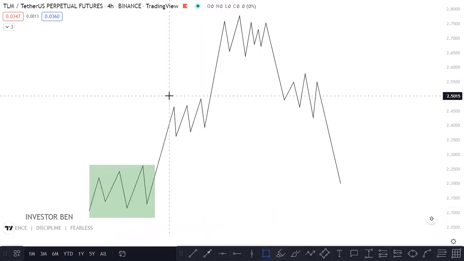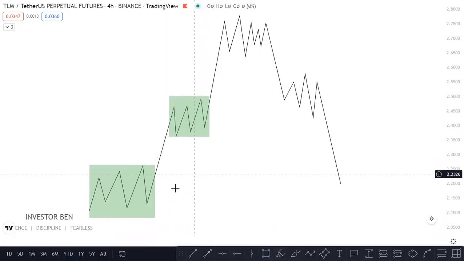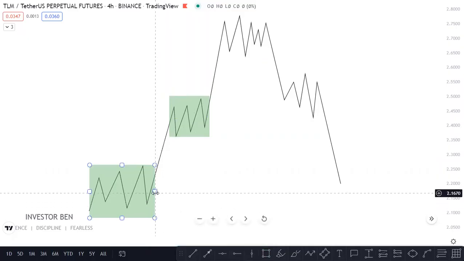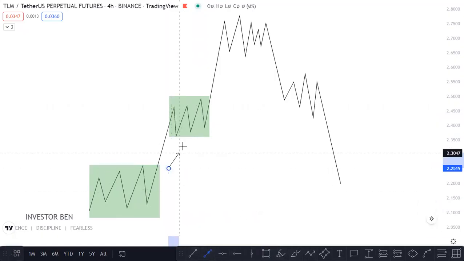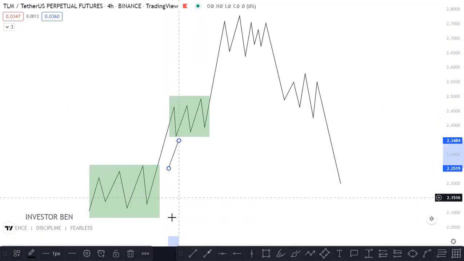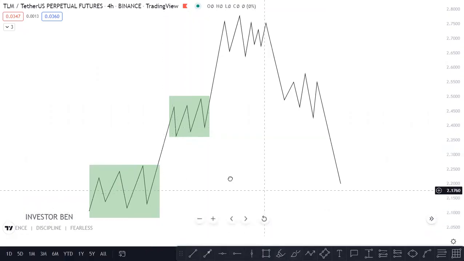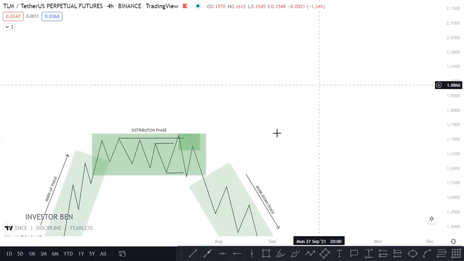This one now will be your reaccumulation, right? Now the reason this is your main accumulation is that it is the one that sponsored the entire bullish move at this point, the one that sponsored this markup phase, right? This one that sponsored this markup phase at this point, right? The one that sponsored this markup phase.